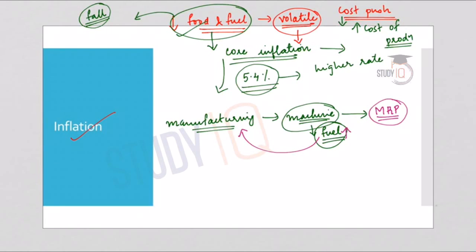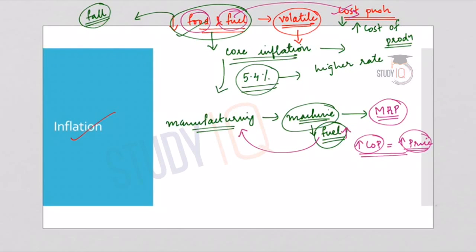So when there is an increase in cost of production, the cost of sales or the prices at which these commodities are available in the market also will increase. So a cost of production increase means a rise in the price, and this is termed as cost push inflation. So when there is an increase in food and fuel prices, it has a direct impact on cost push inflation because it increases the cost of production.